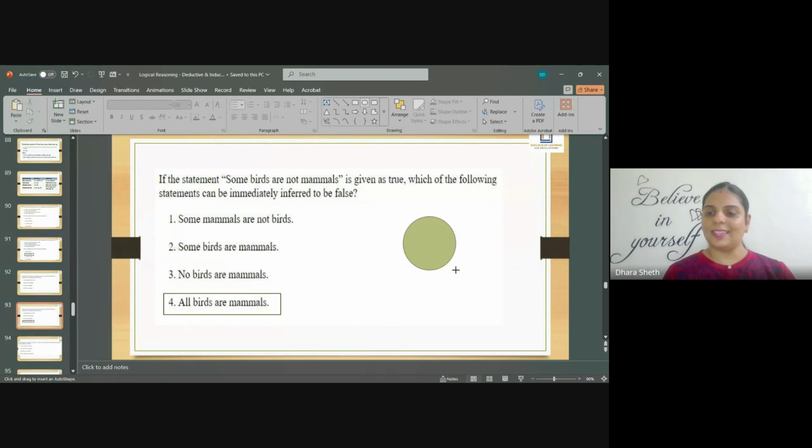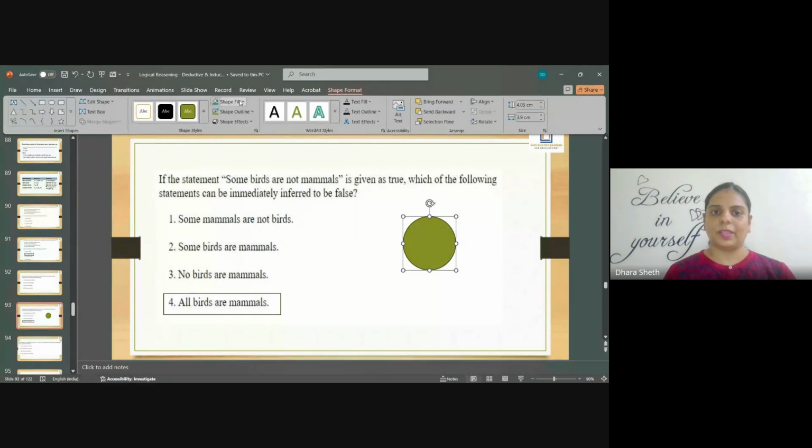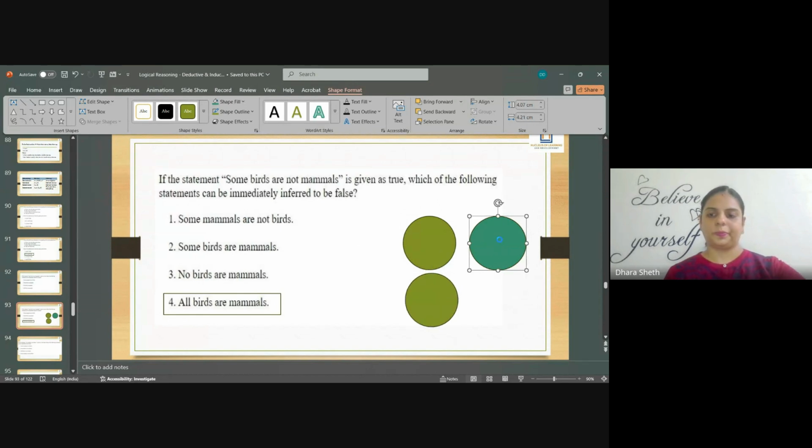Okay. So let's say these are birds, and these are mammals. Now, some birds are not mammals, which means there are 2 possibilities. Some birds and mammals do not overlap, or some birds and some mammals overlap here. Okay, there's an overlap. These are the 2 possibilities that exist from this.